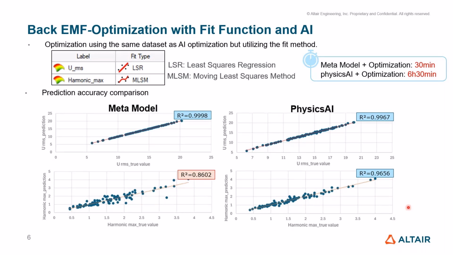But on the other side, we did list the time that it took. Since in the meta model it's only the numerical data that you're using to fit, it took less time to get the fit model compared to physics AI, where you'll be using H3D files to fit the model. It took more time to train the physics AI model and then do the optimization. So that's the comparison for time. Yes, physics AI with optimization took more time compared to using the meta model.